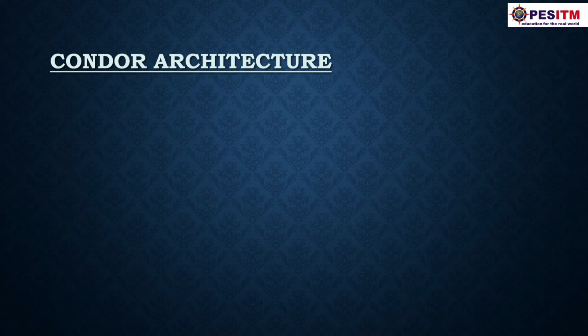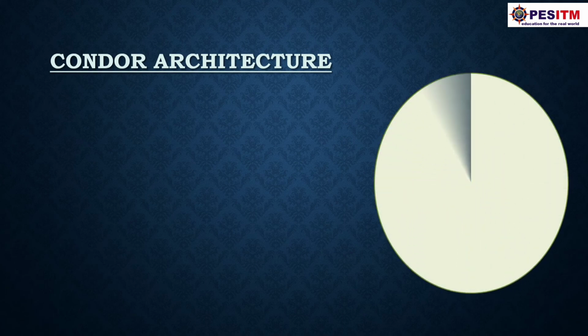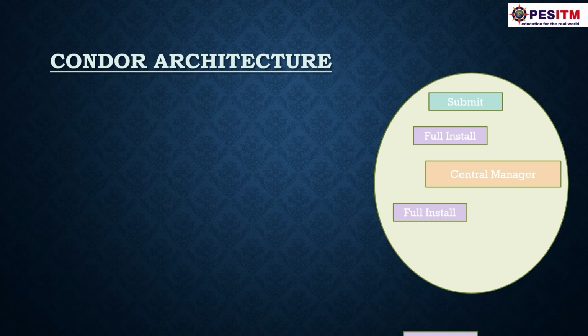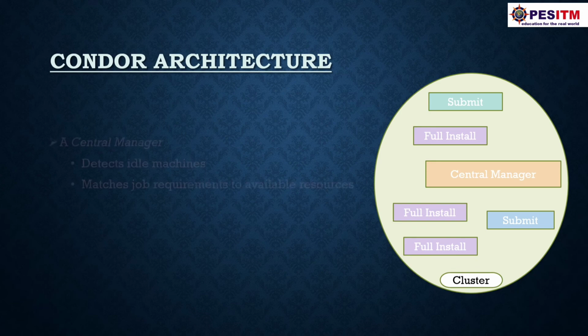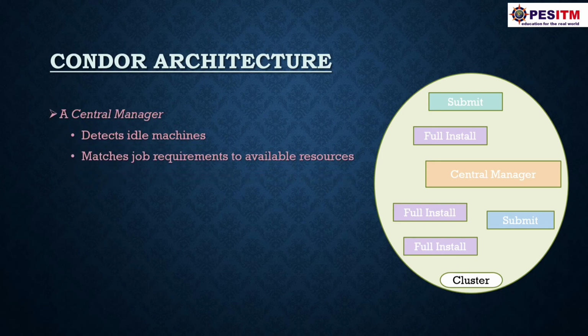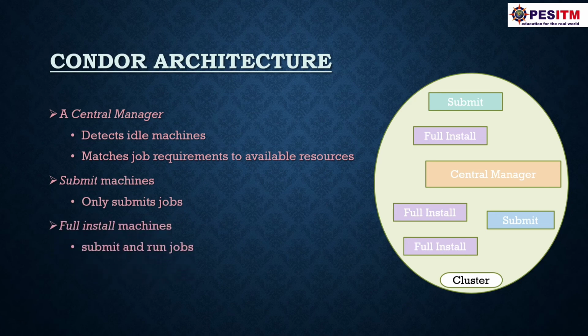Coming to the architecture of Condor, as you can see, the architecture contains three main components or machines. The first one is the central manager. The central manager's job is to detect the idle machines and match the job requirements to available resources. The second one is the submit machine, which only submits the jobs. The third one is the full install machines, which submit and run the jobs.